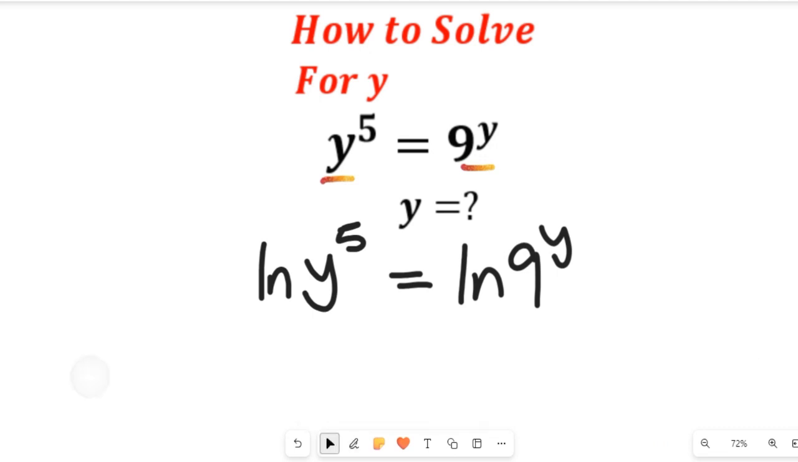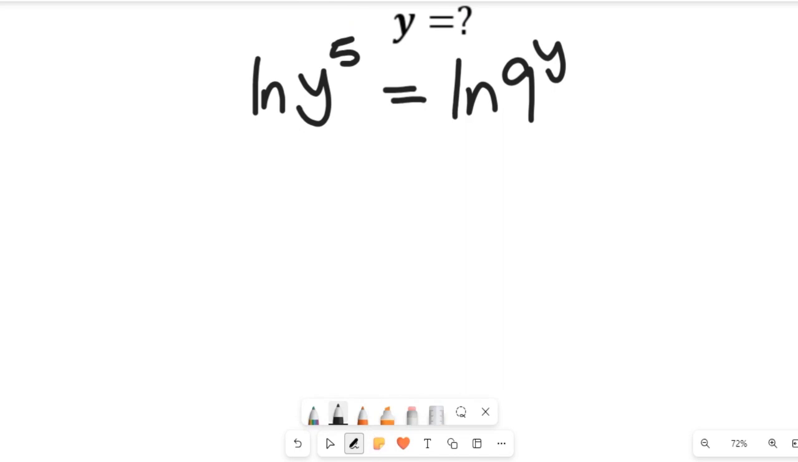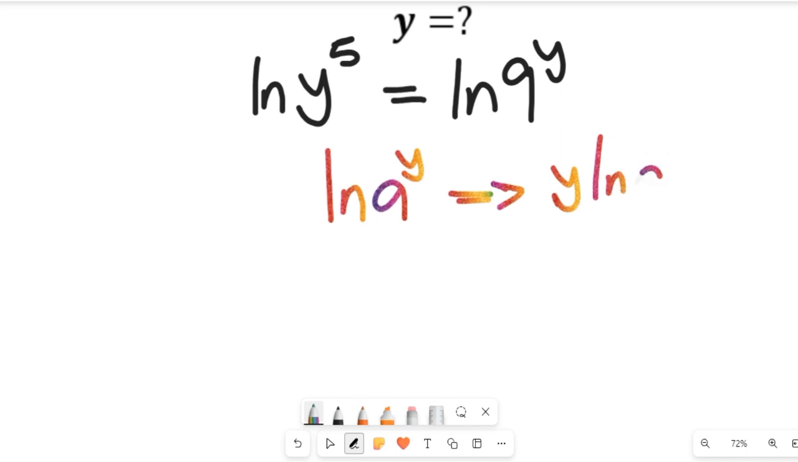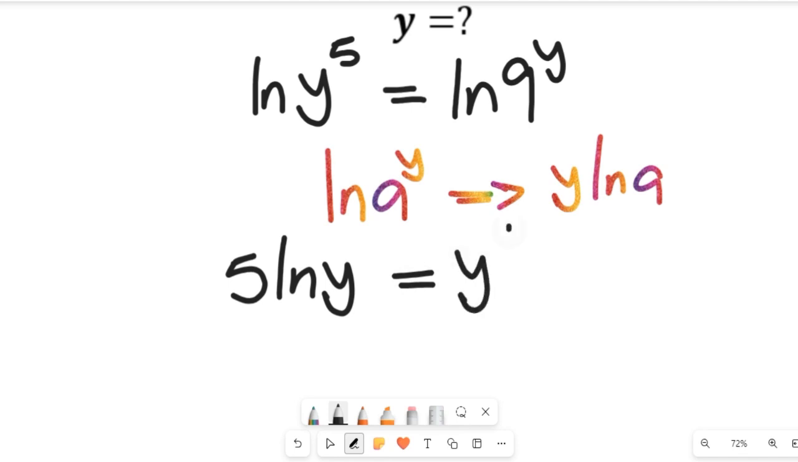Now, according to the law of logarithm, if you have the natural log of a to the power of y, this will automatically give you y multiplied by the natural log of a, because the exponent will multiply the natural logarithm. So if we apply it to that equation, we have 5 multiplied by the natural log of y equal to y multiplied by the natural log of 9.